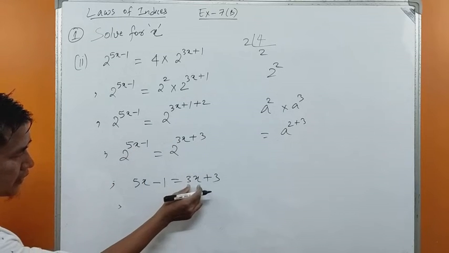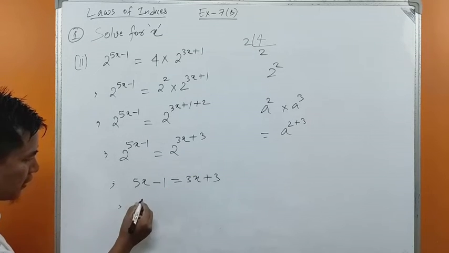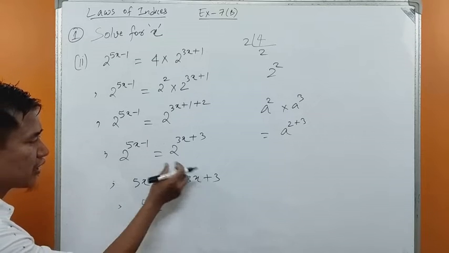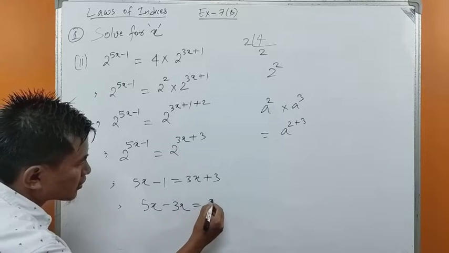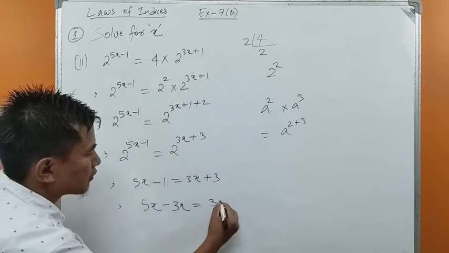So let us bring the number containing x to the left hand side and the number without x to the right hand side, okay. So 5x we have already in the left hand side. Now let us bring this 3x to the left hand side. It becomes minus 3x. This 3 is already in the right hand side. Now let us transpose this minus 1 to the right hand side.